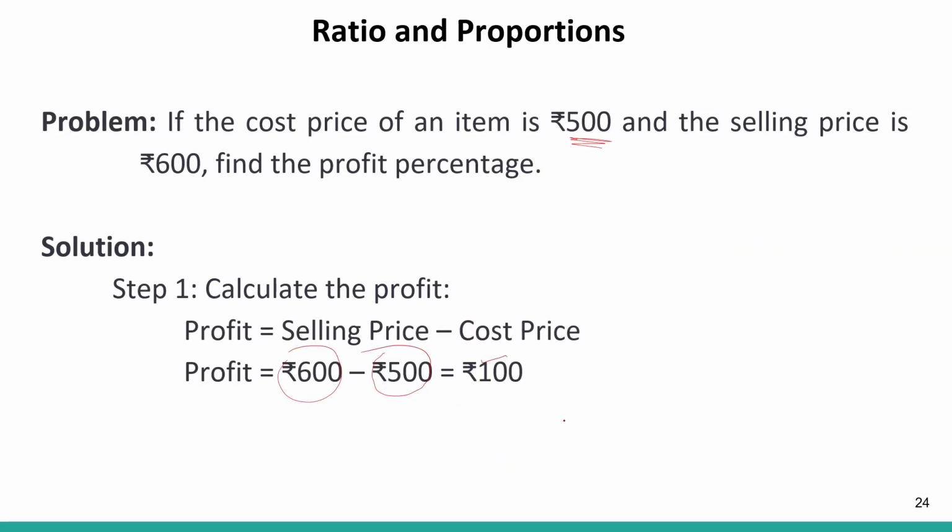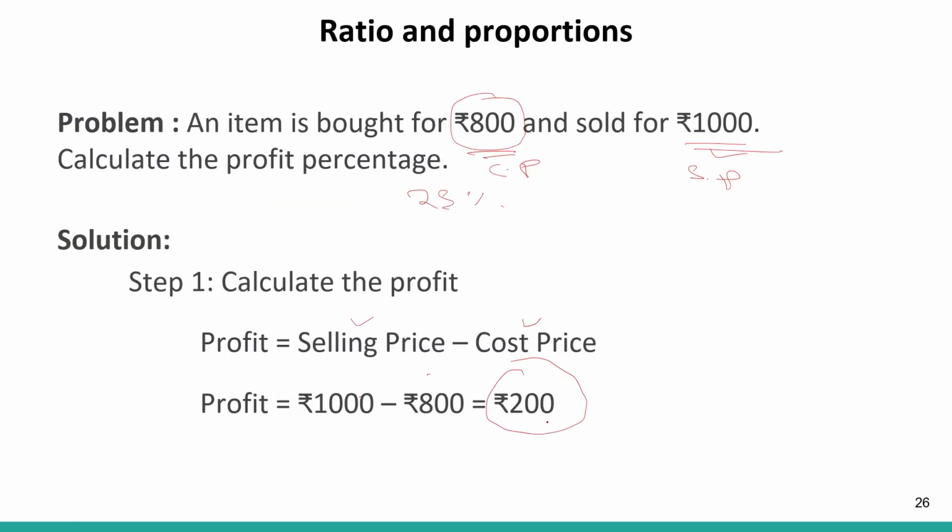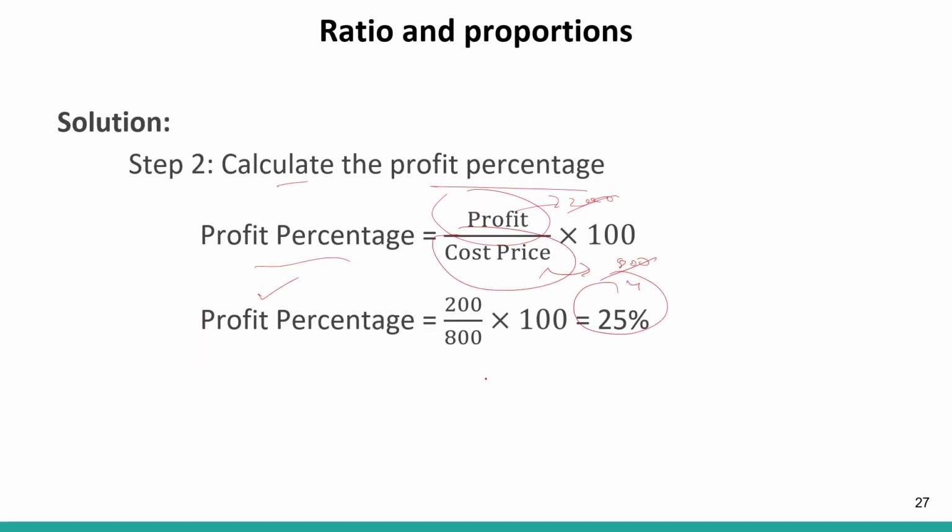Okay, so then we again saw another problem, that is an item was bought for 800 and sold for 1000 rupees. So we wanted to calculate the profit percentage. So in profit percentage, we saw selling price minus cost price is equal to profit, that was 200, and then we saw the profit percentage formula, that is profit by cost price into 100.